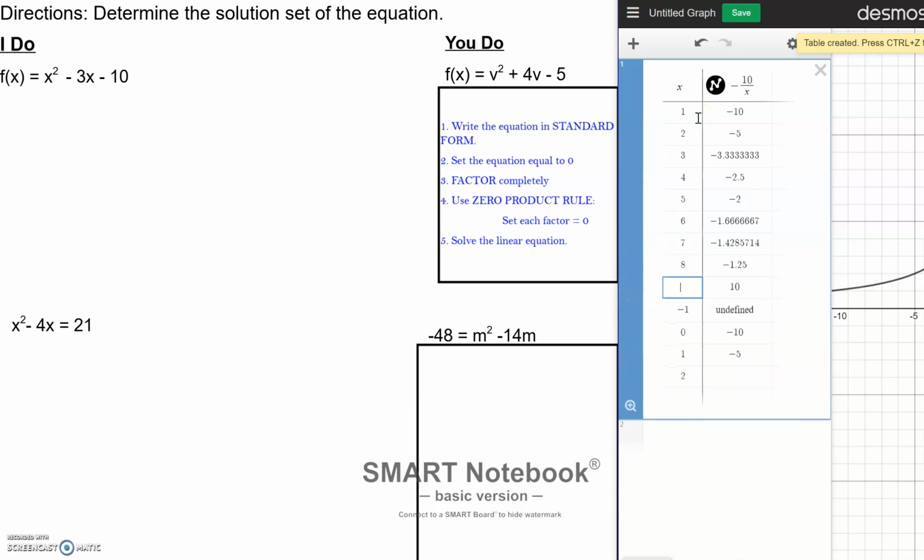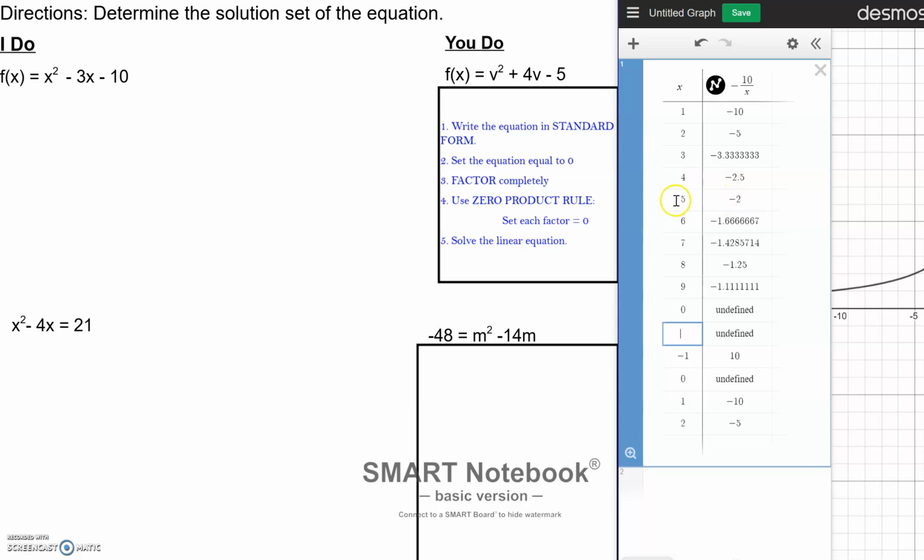Change the numbers. And I'm only looking at the whole number, so which one of these, if I add or subtract them, will give me a negative 3? And the answer is 2 and negative 5. So we need to set it equal to 0 first. And then we factor. And we get x plus 2, x minus 5 equals 0.